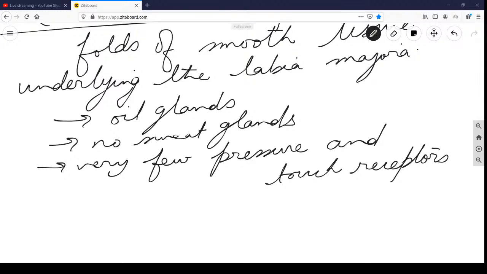Now, if you talk about the vestibule, the cavity between the labia minora is known as the vestibule. Most of this cavity is occupied by the opening of the vagina, that is known as the vaginal introitus.